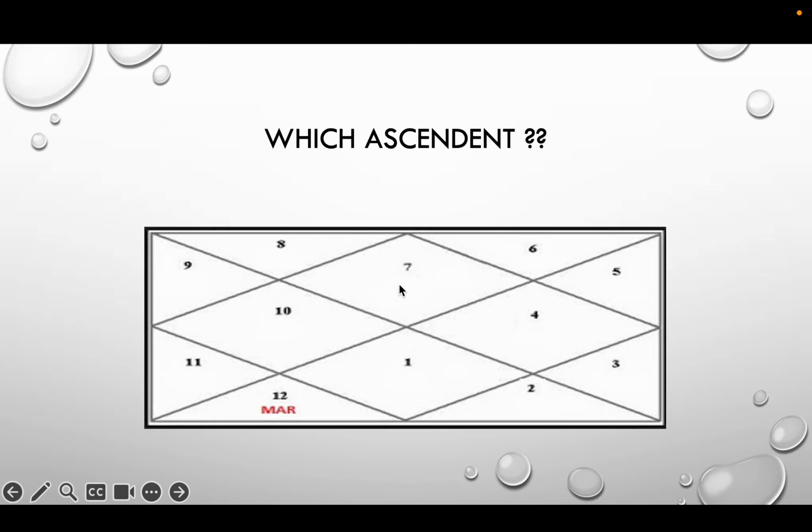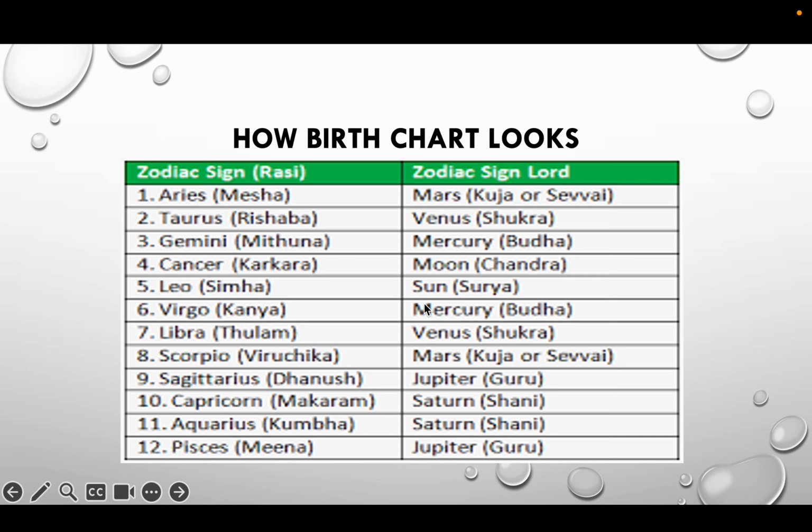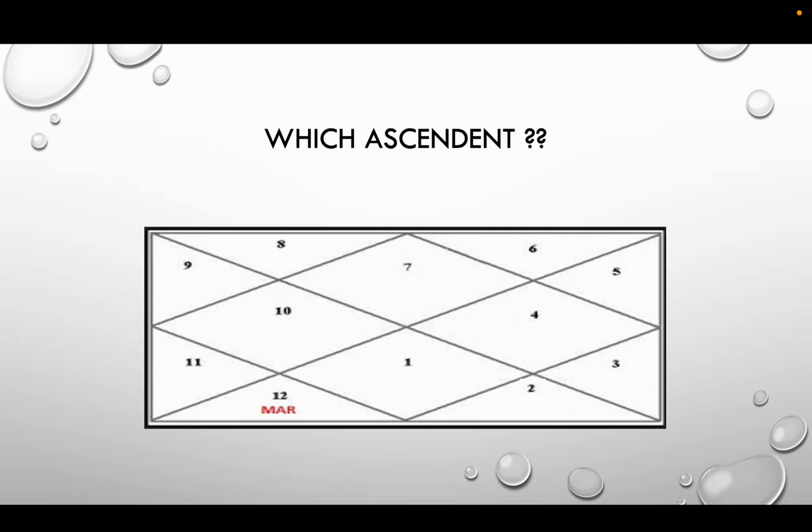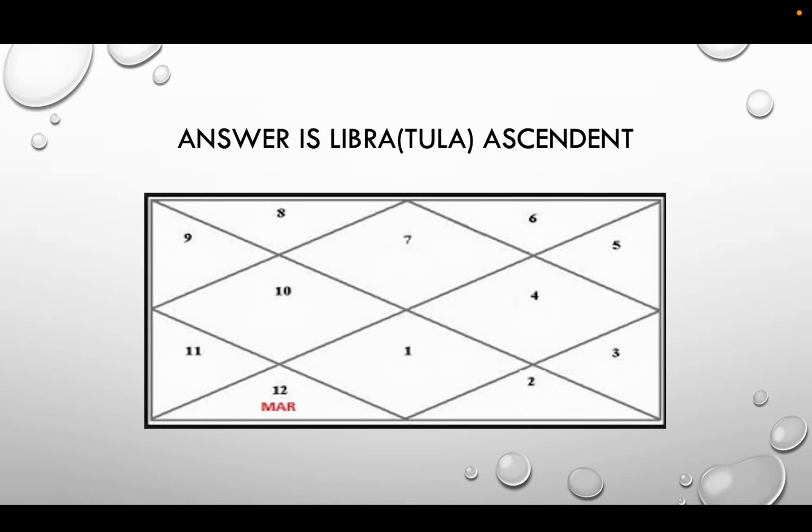The number 7 is ruled by the sign Libra, so this person is a Libra ascendant. As you can cross-check with this chart, number 7 is ruled by Libra. So that particular person is a Libra ascendant. You can check this answer: Libra ascendant.